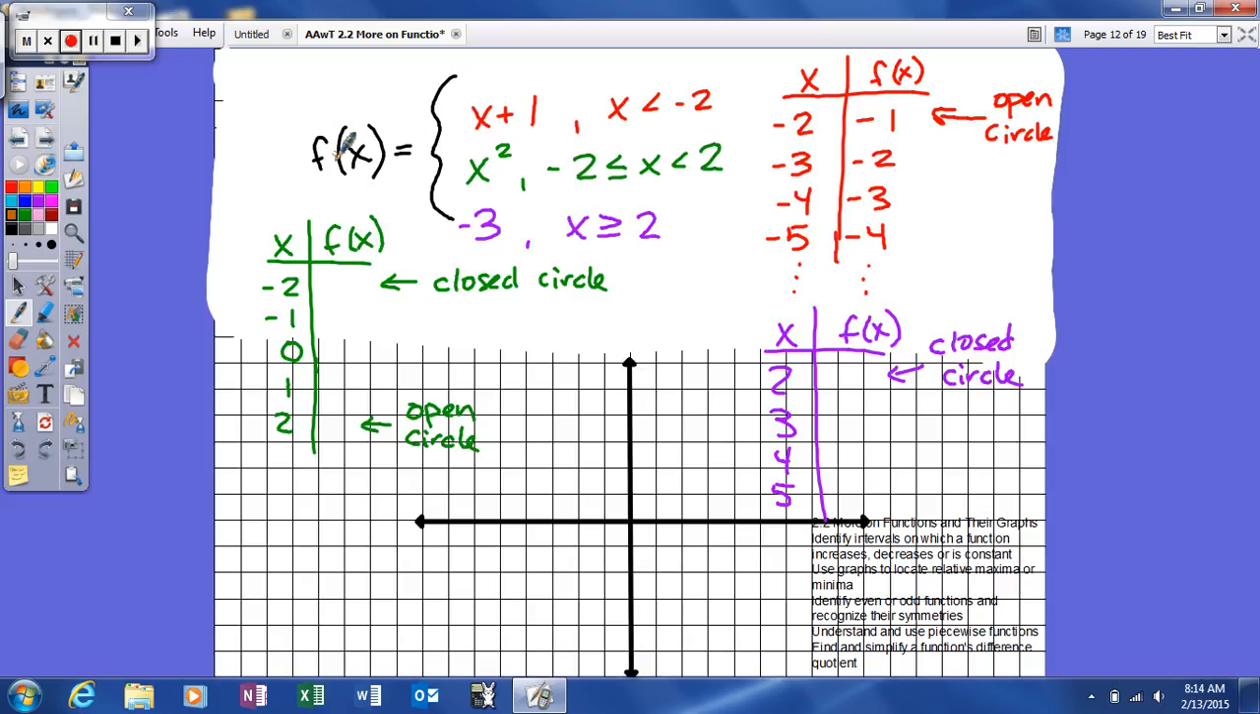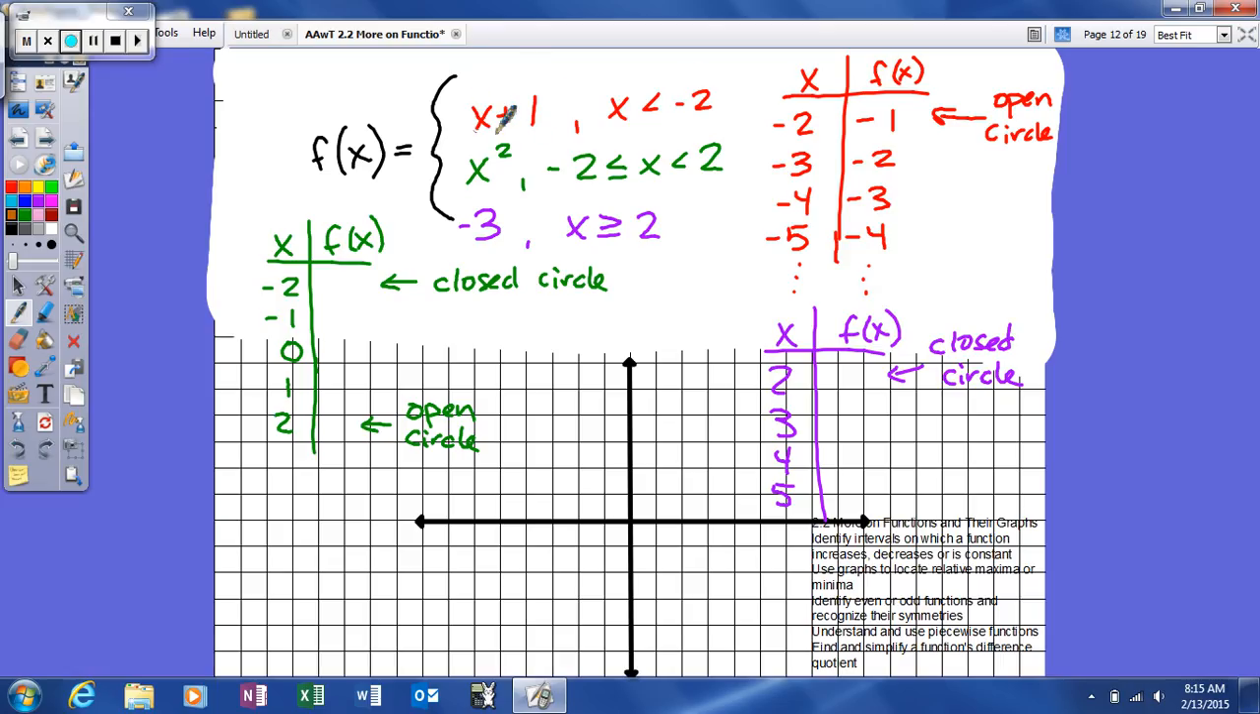We're going to graph our function. f of x is equal to x plus 1 for those x's that are less than negative 2. f of x is equal to x squared for those x's from negative 2, greater than or equal to that, but less than 2. And then f of x is equal to negative 3 for the x's that are greater than or equal to 2. Now, first of all, we'll start with this one right here.